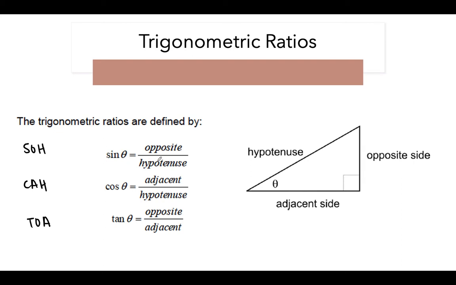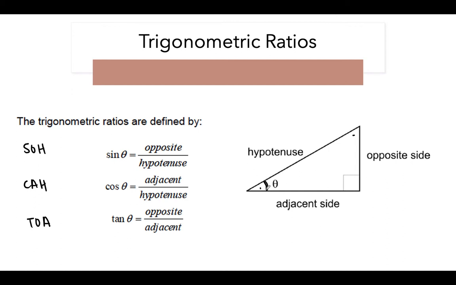Now, the crucial thing about SOHCAHTOA is that you need to ask yourself, where is your starting angle? In this case, your starting angle is over here, the theta. Now, keep in mind, your theta cannot be 90 degrees. So it could be either here or it could be here. Depending on where your starting angle is, your adjacent and opposite sides can be different.